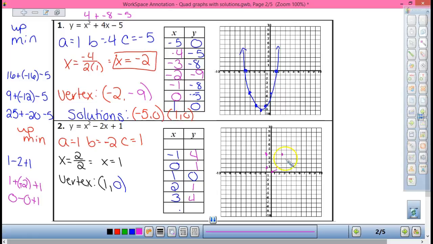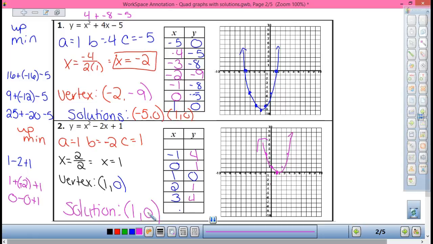Wow, struggle bus. Let's try that again. 0, 1, 1, 0, 2, 1, 3, 4. Do I have a spot where it crosses the x-axis? Yes. How many? 1. So solution is what? The point 1, 0. Same as my vertex this time.